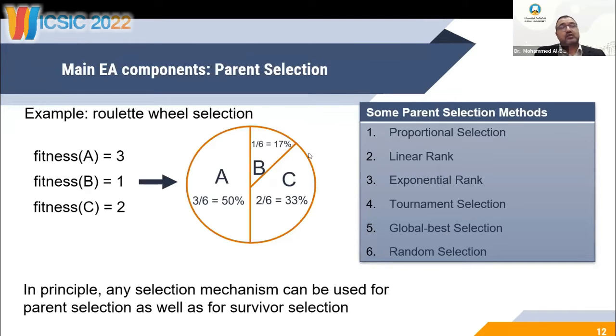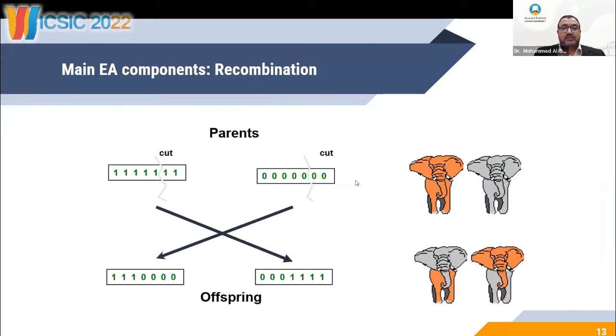Linear rank is based on the ranking of the solutions. All of these are types and kinds of selection mechanisms, and these are the initial selection mechanisms. Nowadays, we have a plethora of selection mechanisms used in the new optimization and evolutionary algorithms.